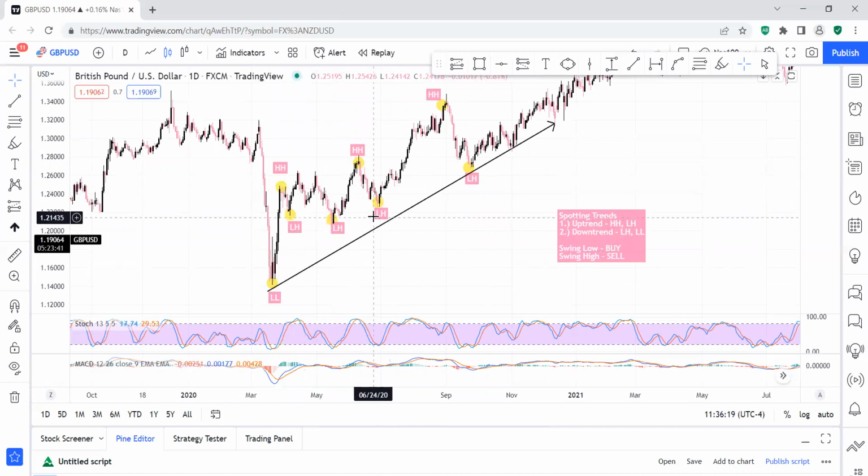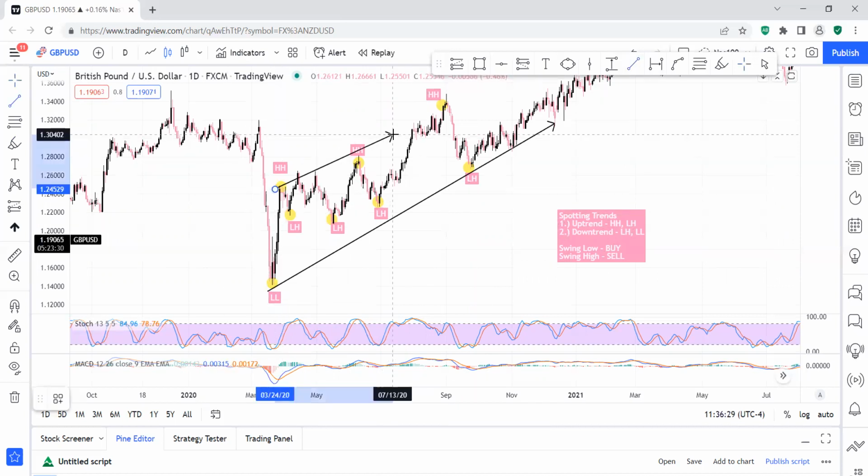Does that make sense? If it does not make sense, leave a comment and I will be more than happy to break it down a step further for you. But this should make sense to you guys.